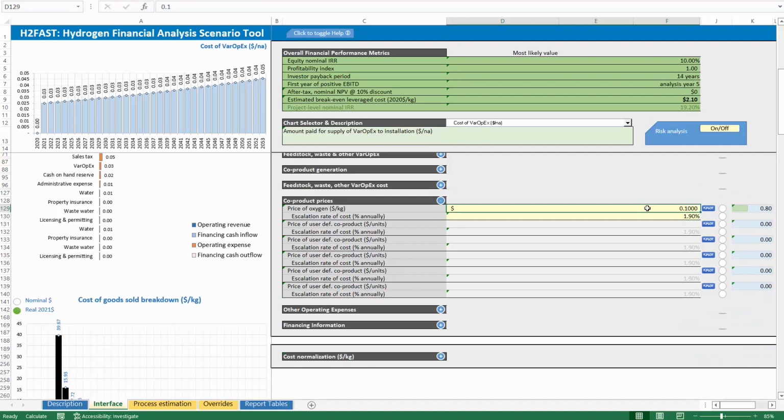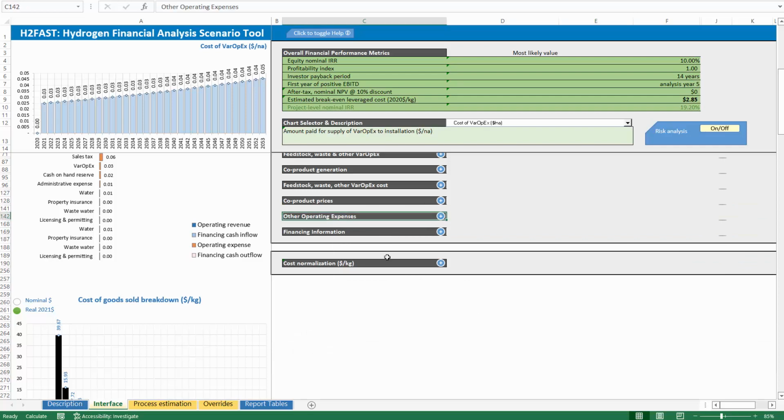So in this case, oxygen, we'll leave it at something that's a little more meaningful. It will be 8 cents per kilogram of hydrogen is its normalized value of that co-product.